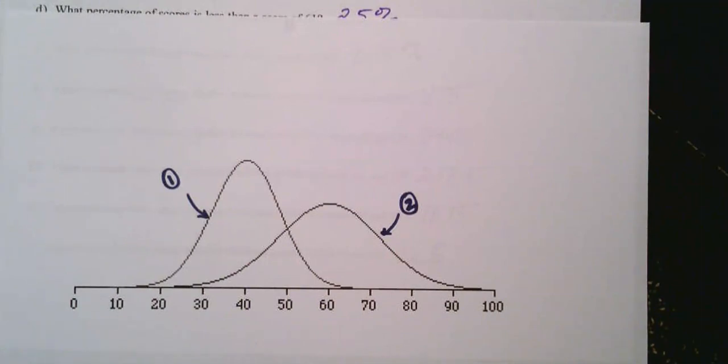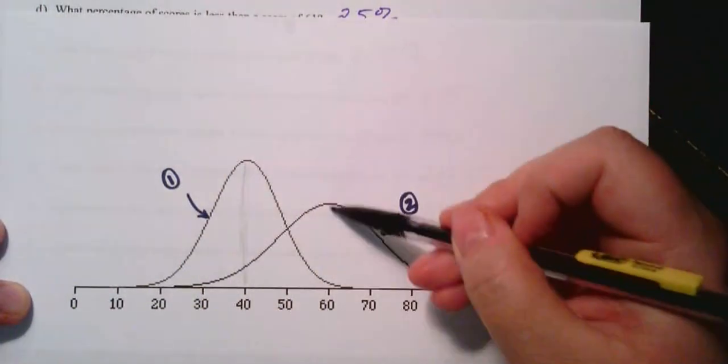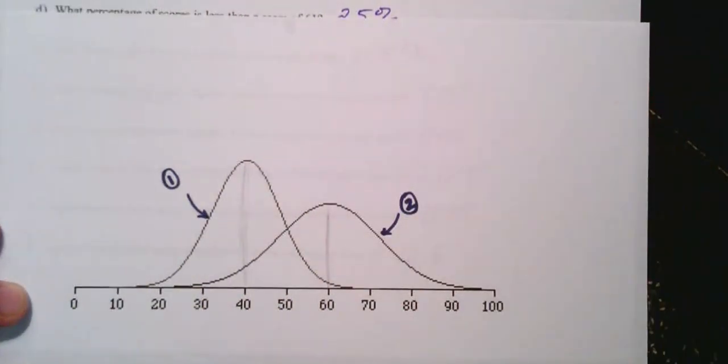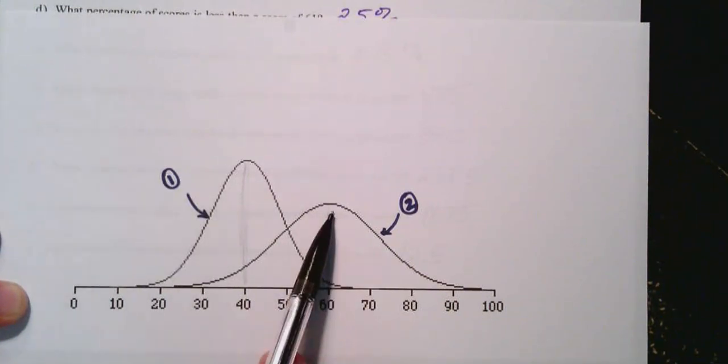So remember that the mean is the middle of your graph. So here the mean is maybe 40, and here it might be 60. So number 2 has a higher mean. Graph number 1 has a lower mean. So mu is lower for 1 and higher for 2.